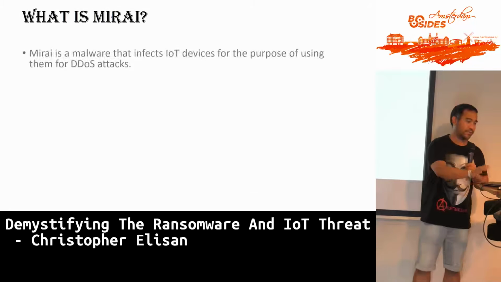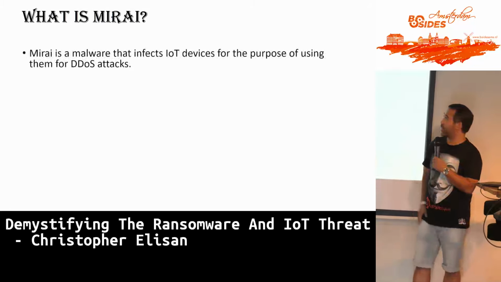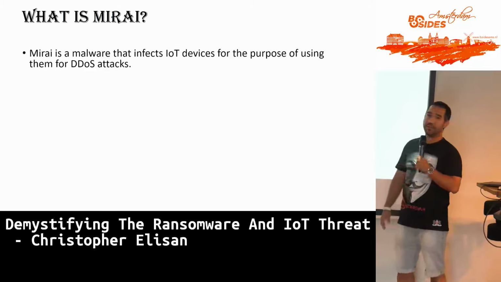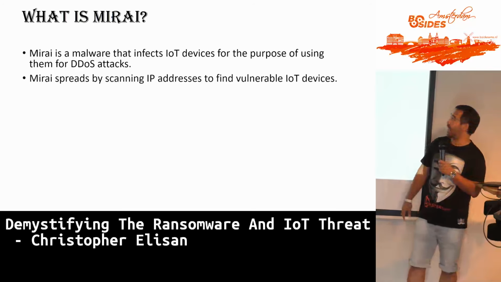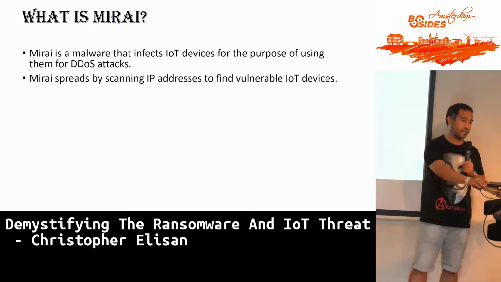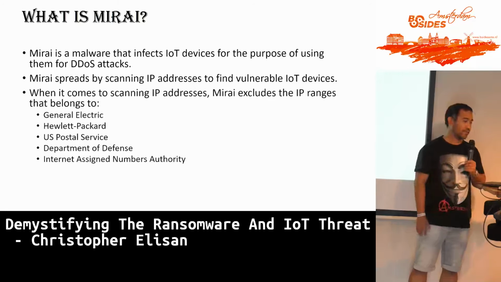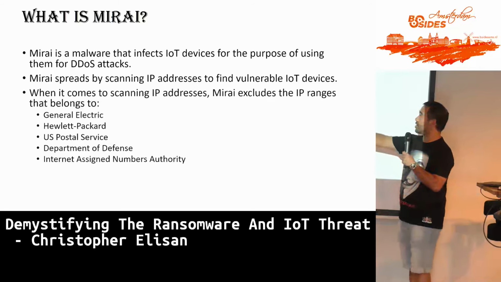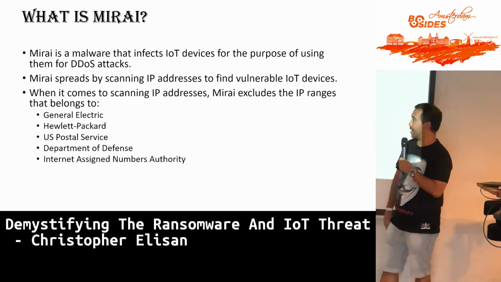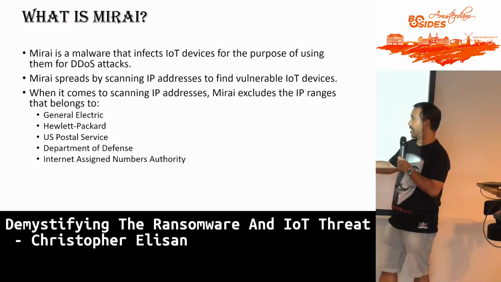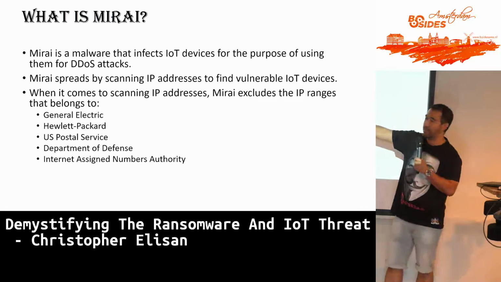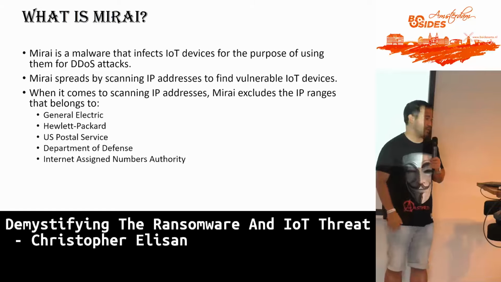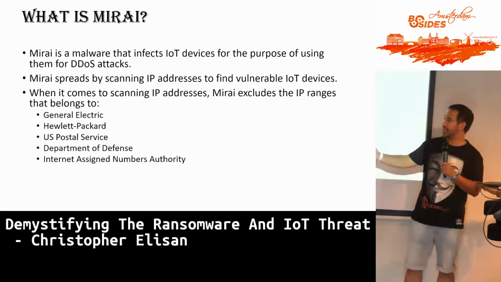So what is Mirai? It's a malware that infects IoT devices for the purpose of using them in DDoS attacks. It spreads by scanning IP addresses to find vulnerable IoT devices. And when it comes to scanning IP addresses, it excludes IP ranges of General Electric, HP, the US Postal Service, Department of Defense, and IANA. I would understand they would skip DoD, but I'm not so sure why they would skip the other companies here. I'm not so sure what the tie is, but it's interesting.